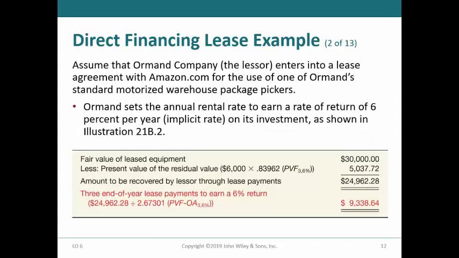Ormond sets the annual rental rate to earn a rate of return of 6%, and the payments are determined to be $9,338.64 as shown on this slide. Notice that since the payments are due at the end of the period, the factor of 2.67301 is from the ordinary annuity table for 3 years at 6%. Otherwise, the calculations are the same as those we have already studied in Chapter 21.